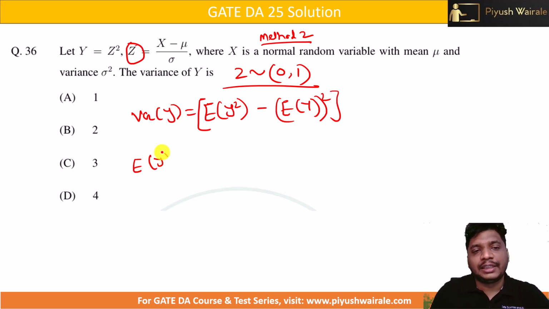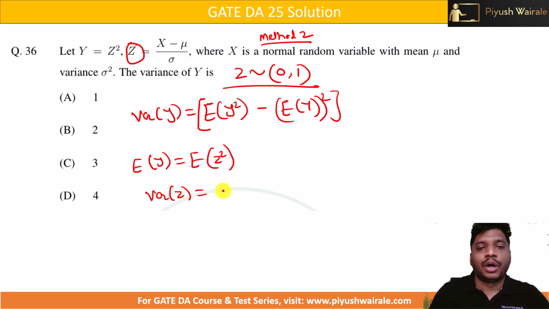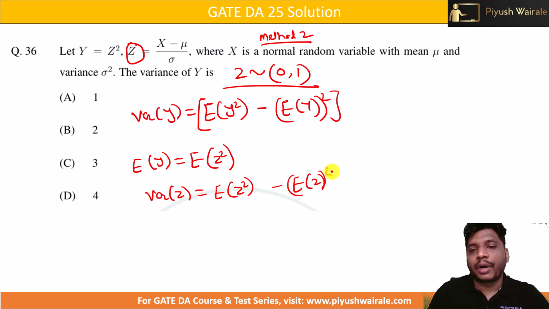Expectation of y is nothing but expectation of z square, right? So how to find out expectation of z square? We know that the variance of z is equal to expectation of z square minus expectation of z, whole square, right?